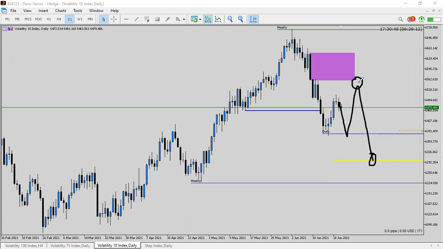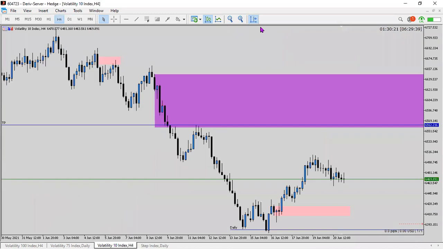So if price does come back into this area here, then I will be very aggressive in my approach in taking sells here, because I am very confident in this, especially since it's coupled with a structure break of a significant shorter intermediate term low, as well as a longer term swing low, because this is a swing point here up to there, right? So more or less downside for the next couple of days on volatility 10.